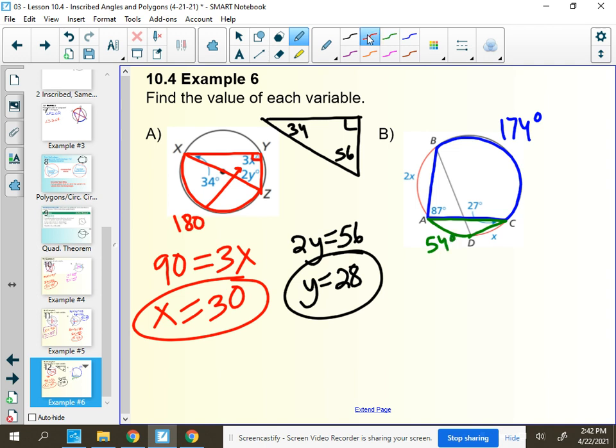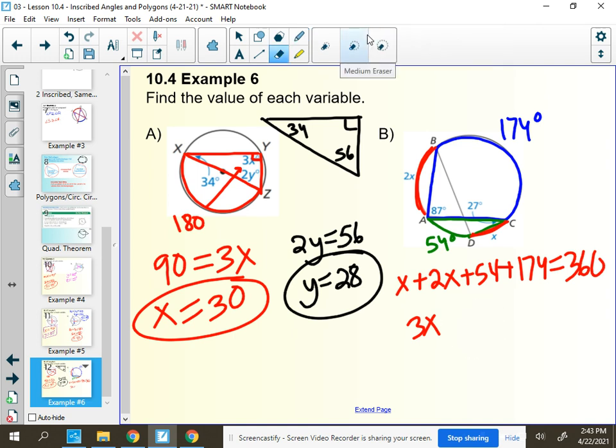And then the only things we're missing are these two little pieces of the circle right here, this 2x and this x, which is what we're looking for. And what do we know about the whole circle itself? 360. So that's where this one goes. x right here, plus this 2x, plus the 54, plus the 174, all have to add up to 360.